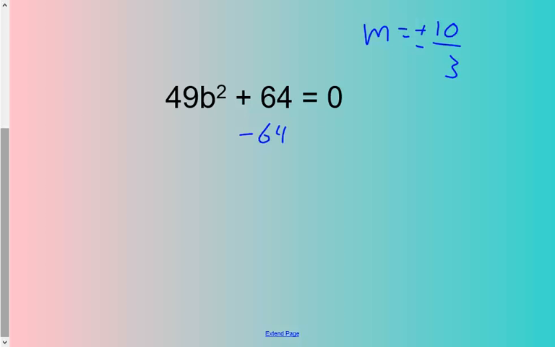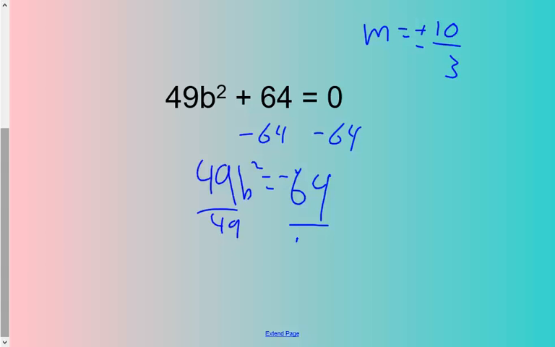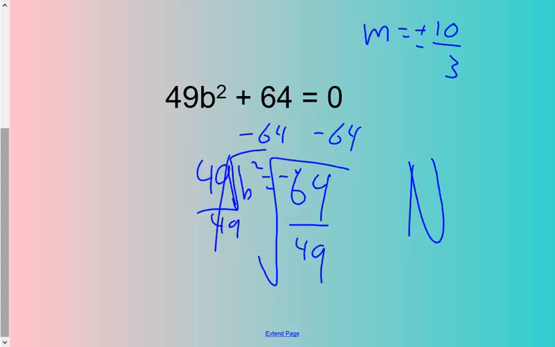Subtract 64, 49b squared equals negative 64. Divide by 49, and I wanted to do this one because when I square root both sides, no solution. Okay, square root of a negative number does not exist.